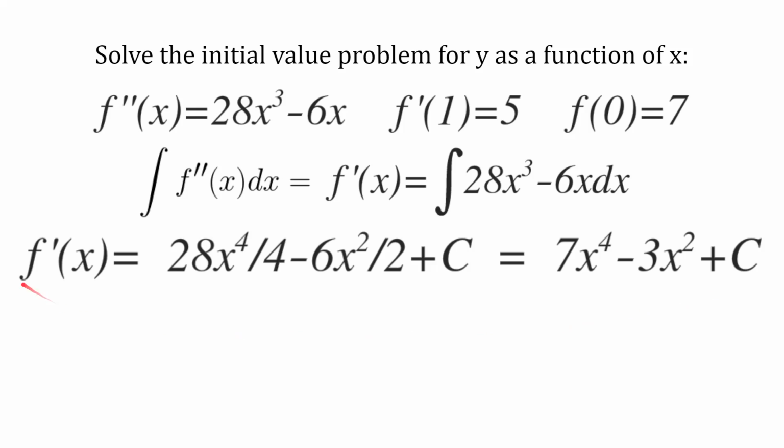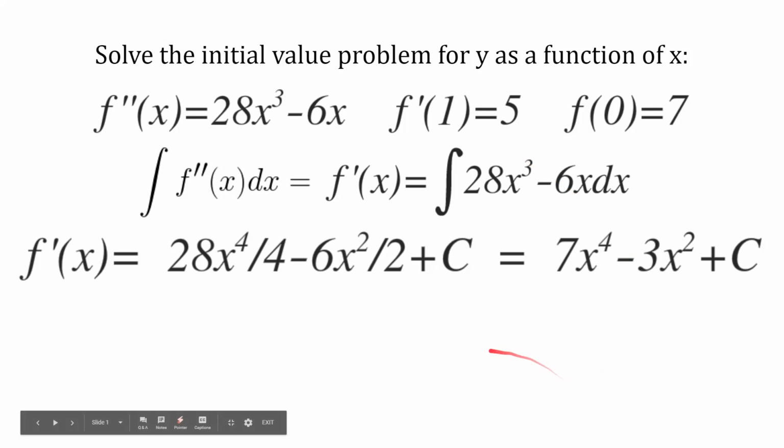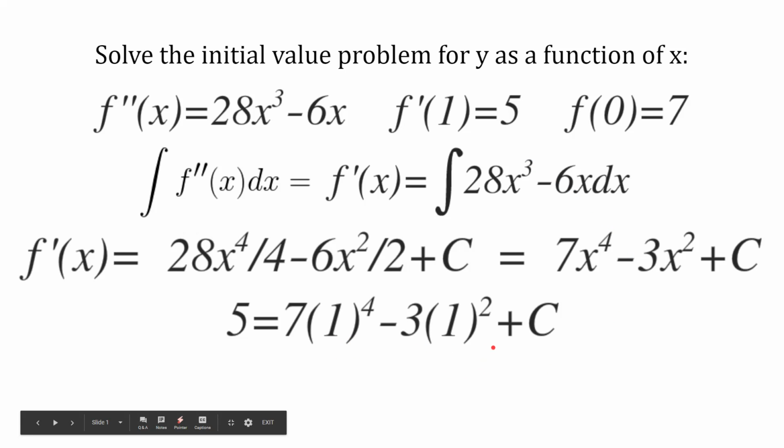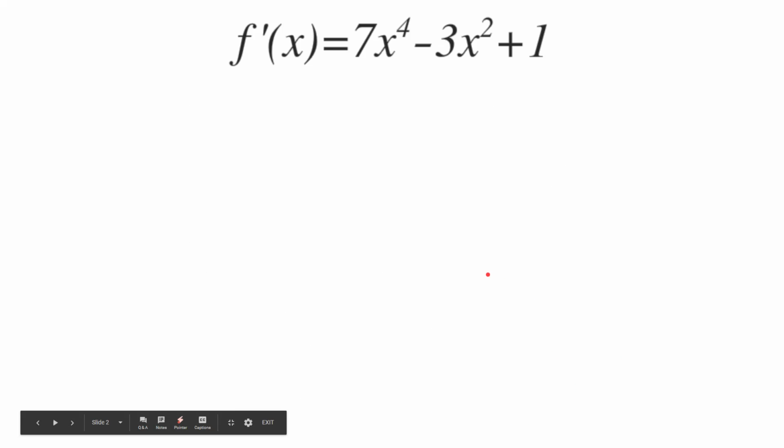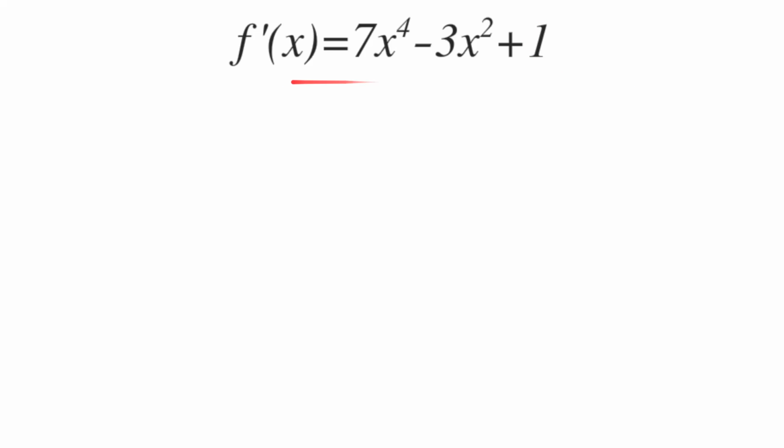In order to find the general f prime of x, we need to solve for c using our function value up here. So we'll plug in 5 for f prime of x, and we'll plug in 1 for x, and then solve for c, and we get c is 1. So we plugged in c up here, and now we have our general f prime of x right here. Then to get f, we'll just anti-differentiate again.